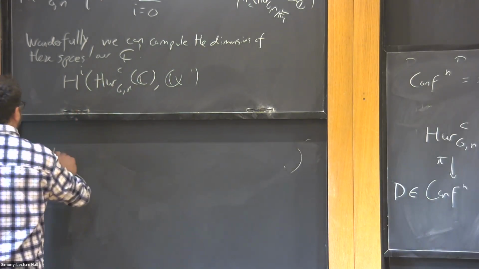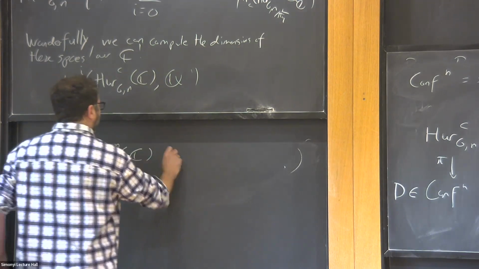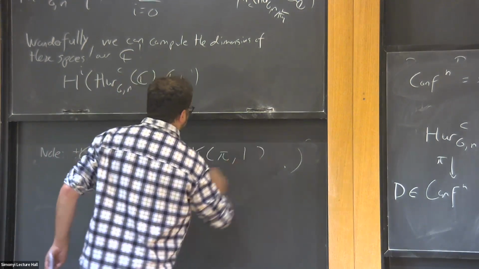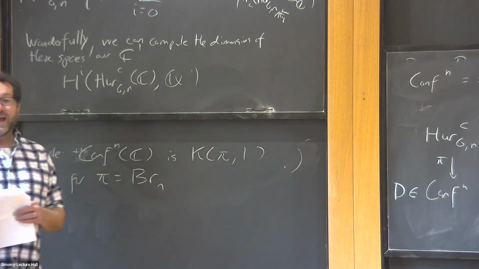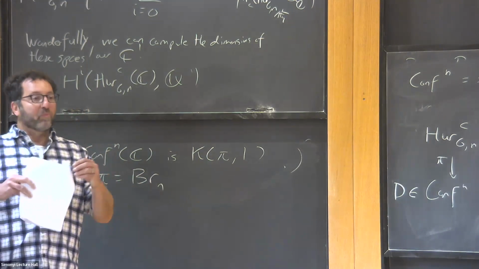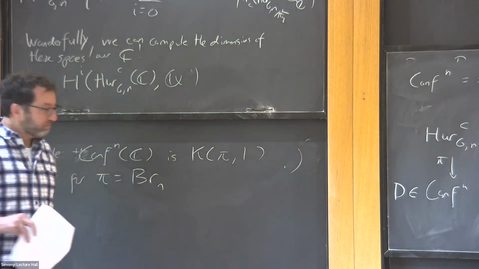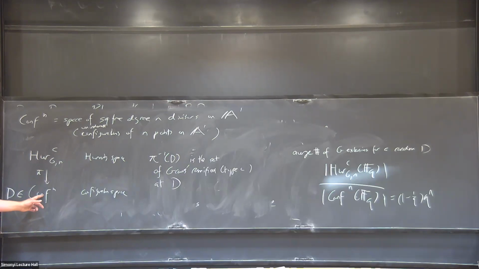So note that Conf_n of C is a K(π,1), whose fundamental group is just the Artin braid group on n strands. One of whose definitions is that it's the fundamental group of n points on a disk. The braids are the way points can move around each other on a disk. If I have a finite cover of a space which is a K(π,1), it is completely described just by an action of that fundamental group on a finite set. So there's a purely combinatorial description, which I'll now tell you.